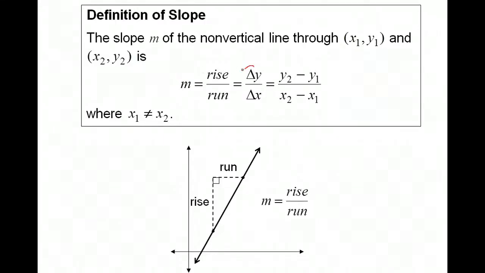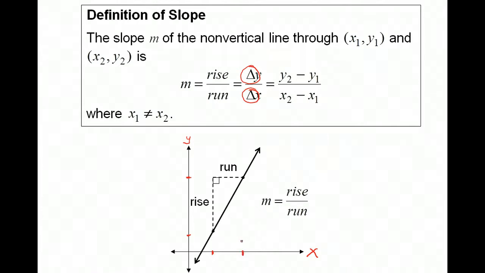This symbol is the Greek letter delta. It means change in, so the change in y over the change in x. Because this is the y-axis, the rise would be the change in the y values from this value to this value. And because the run is the change in x, and this is the x-axis, the change in the x's is asking what is the distance from here to here. That would be considered the run.